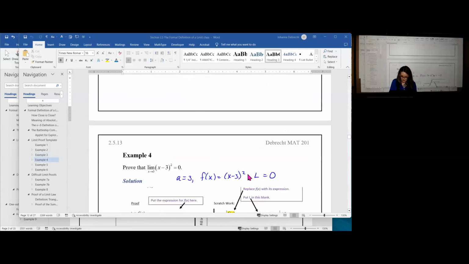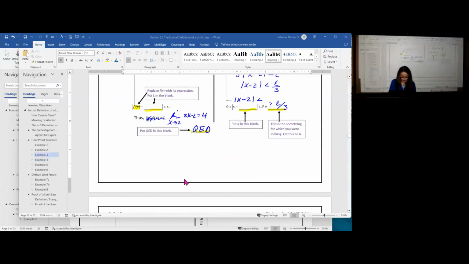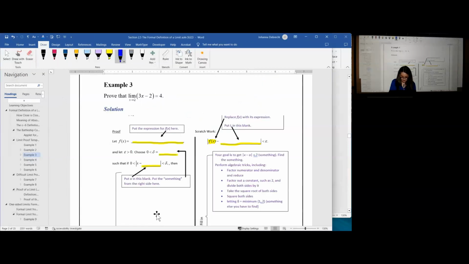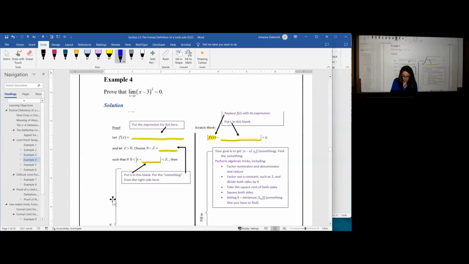Let's now turn our attention to number 4. That's the solutions. I don't want to show you that yet. Okay, so we're going to work this one together. It actually turns out to be easier than the previous ones, but that's not always the case. This one, I think I'm looking at the wrong one. Example 4. There we go.